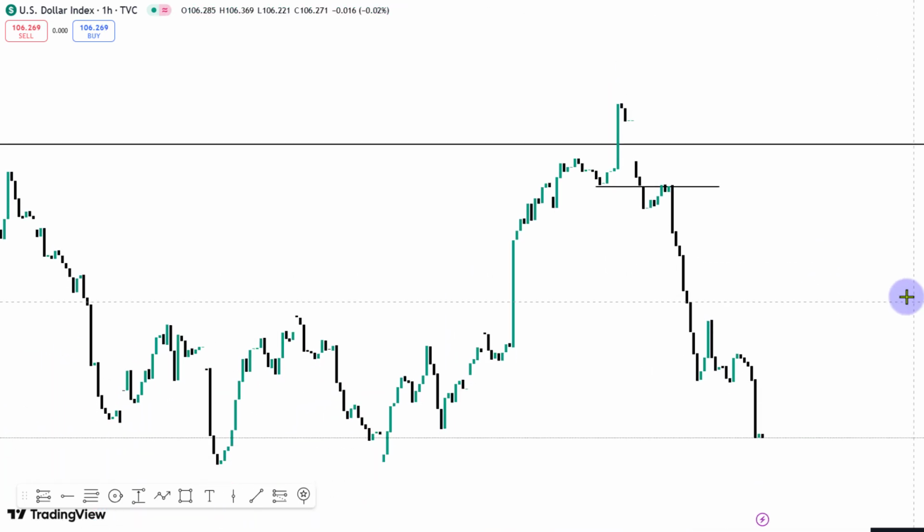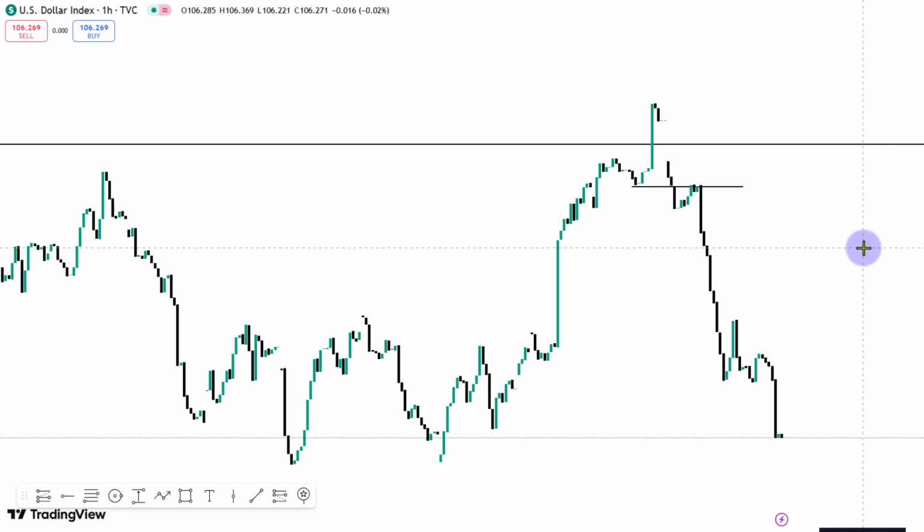This is why I constantly say anytime you're confused about identifying price action, make sure you remove the candle wicks and you're going to see the real price delivery.